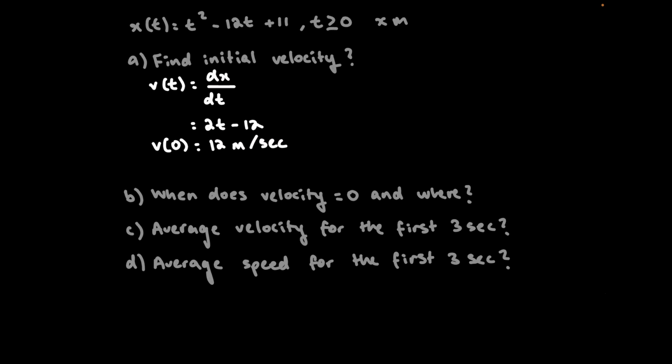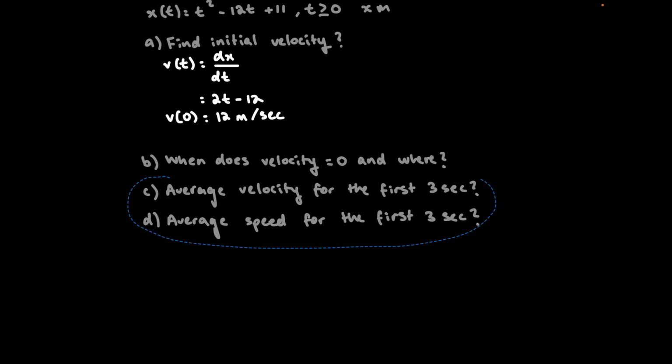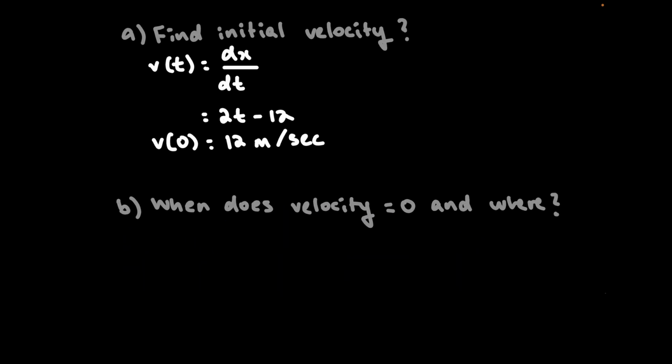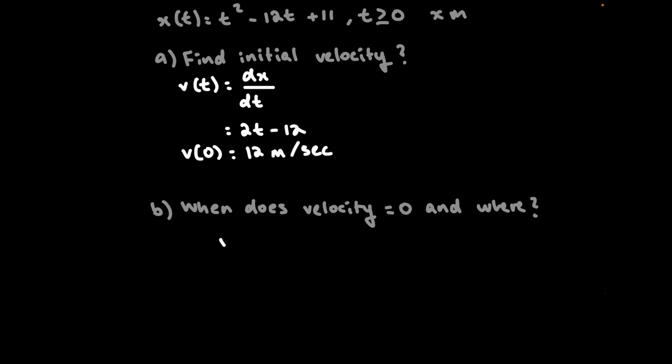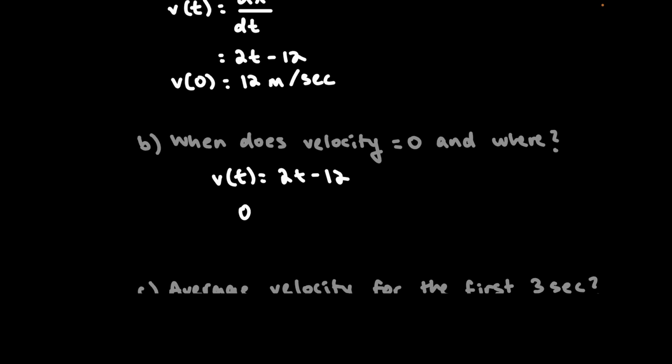The next one is when does the velocity equal 0? If we want to work out when the velocity equals 0, we simply need to work out when our derivative of displacement equals 0. We already have the velocity function: v of t equals 2t take 12. So now we need to work out when this is equal to 0. So 0 equals 2t take 12. That means t is simply equal to 6.